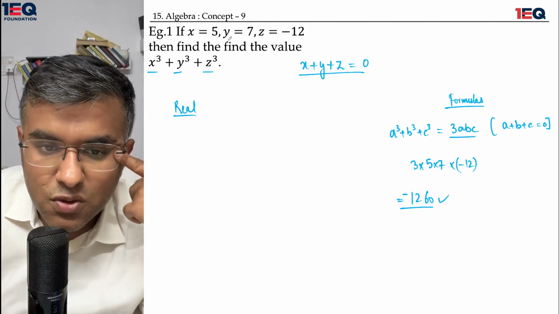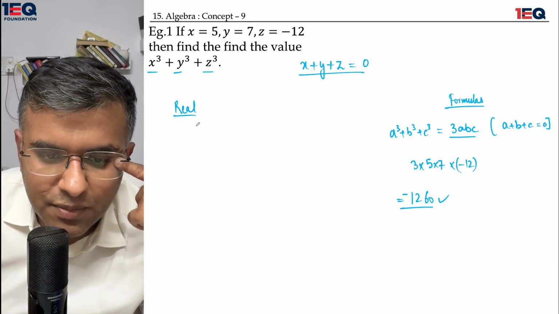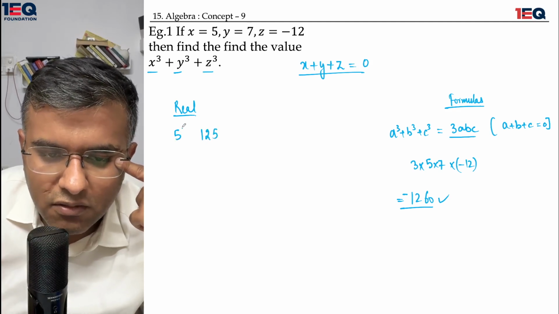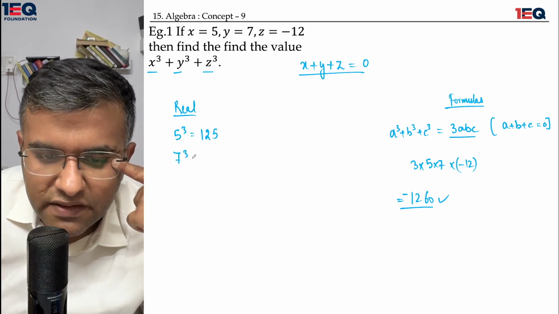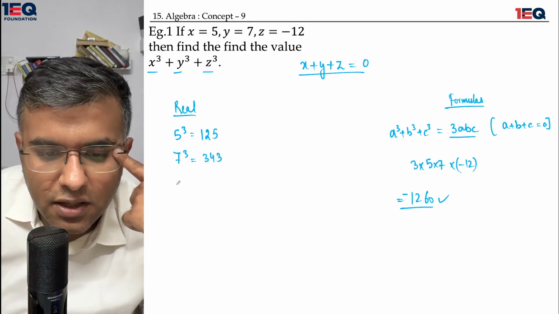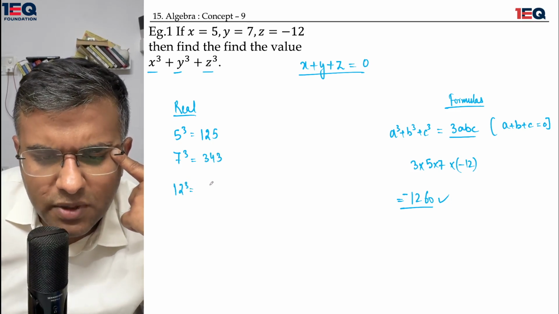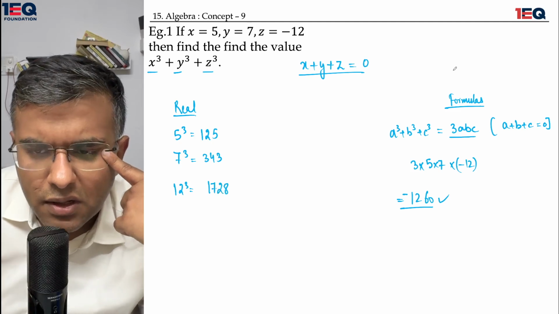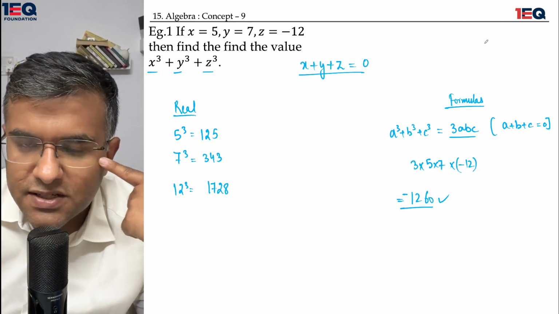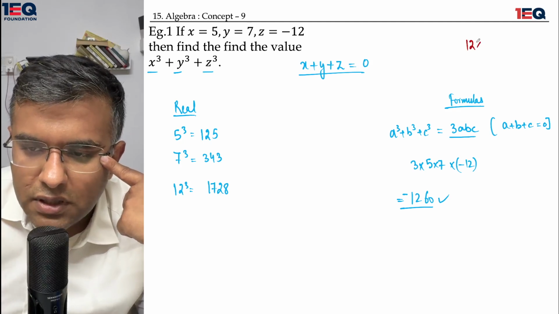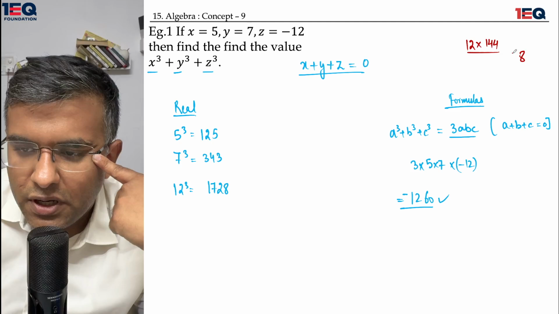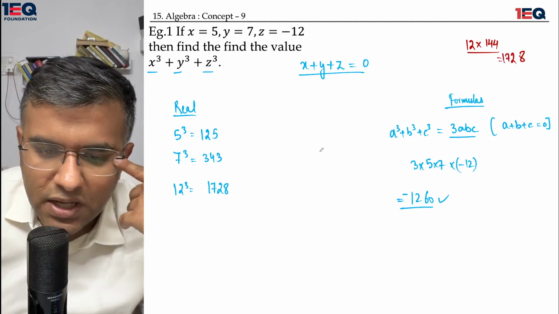But when I try to solve it using a simple cubing format, 5 cube is equal to 125, 7 cube is equal to 343, and 12 cube I believe is 1728. Let me check it here on the right hand side. I'm trying to solve things in a real exam-like situation so that whenever you're in the same situation, you are able to find your way out. 12 fours are 48, another 4, 12 fours are 48, 52. Yep, this is 1728. I was right.